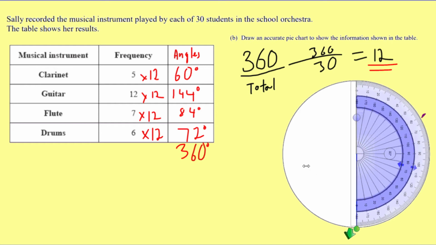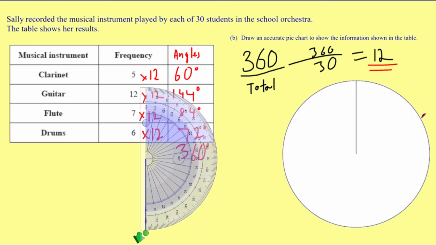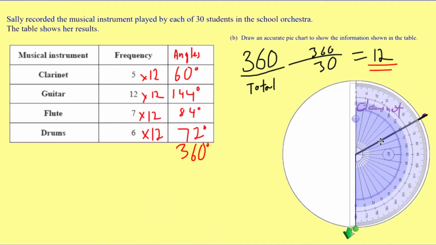Move the protractor off. And then I'm going to draw a line from the center out to there. And that is my first angle, clarinet. I never got into the clarinet. I was more of a recorder type.